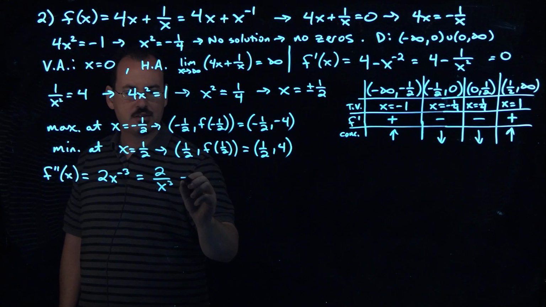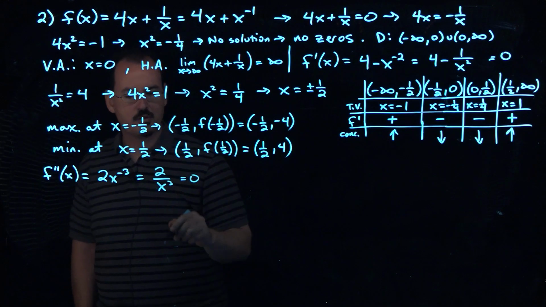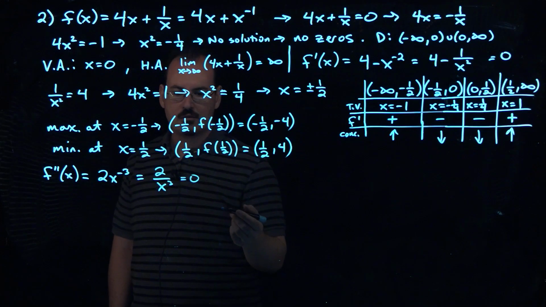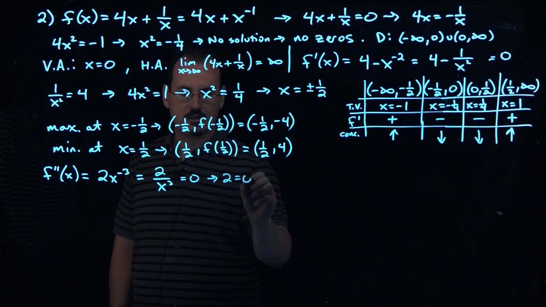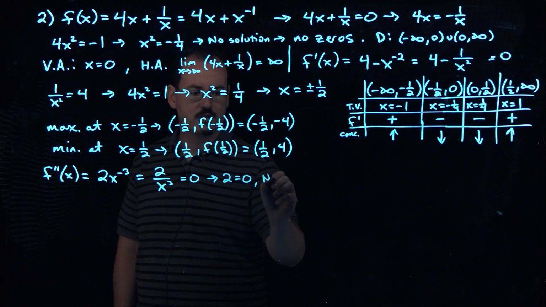Now if I set that equal to 0, notice what happens. If I multiply both sides by x to the third, well, what am I going to get? I'm going to just get 2 equals 0, right? Well, 2 does not equal 0, so what does that tell us? No solution.